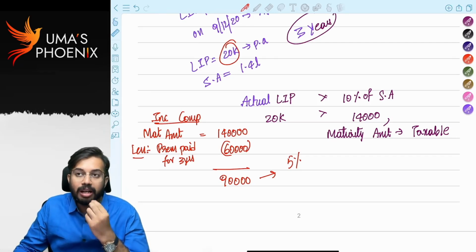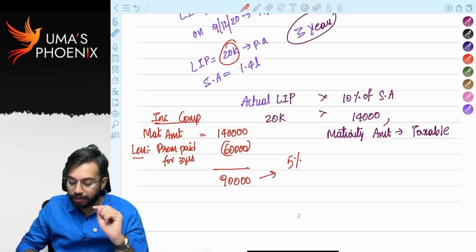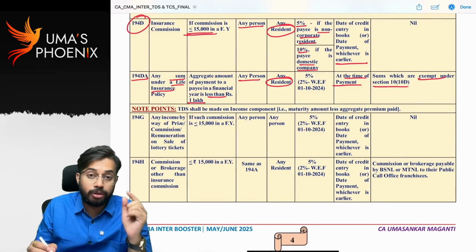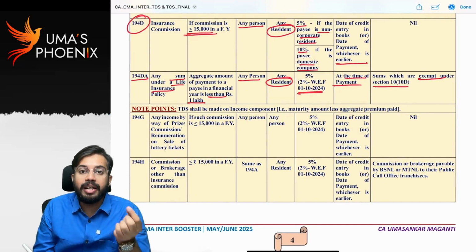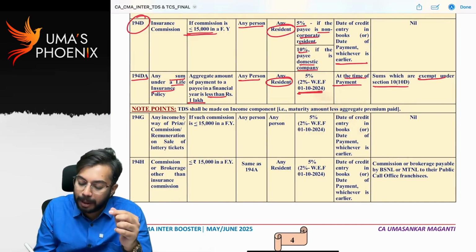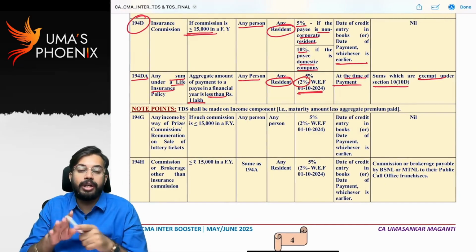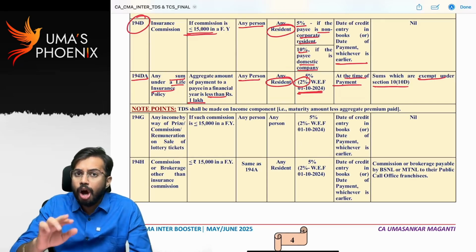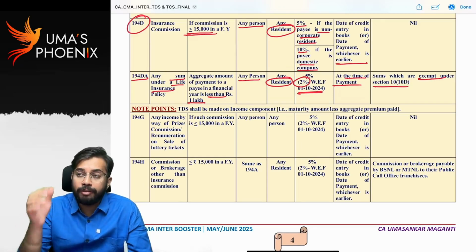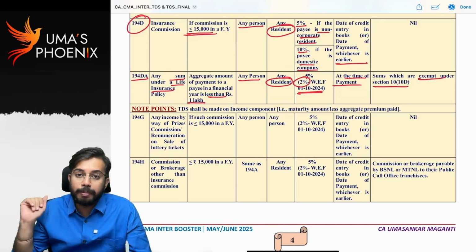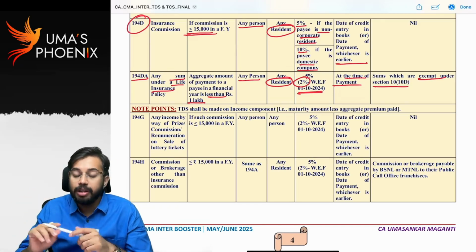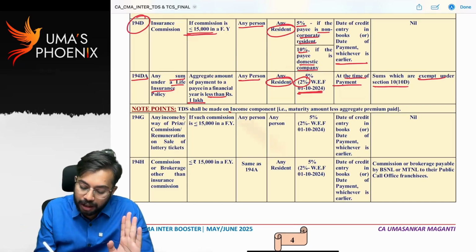Are you able to understand? If the maturity amount is paid on or after 1st October 2024, careful, new amendment. From 1st October 2024 onwards, the TDS rate was reduced from 5% to 2%. So if the maturity amount is paid on or after 1st October 2024, please remember you should not deduct 5% TDS, you should deduct 2% TDS. Is it clear? So TDS is required to be deducted on the income component.